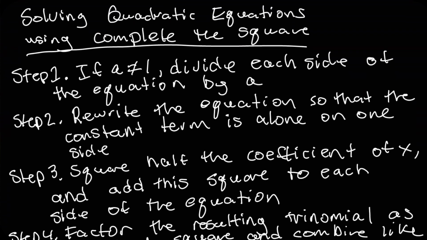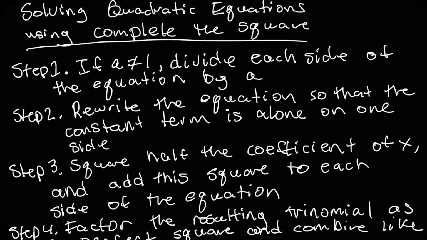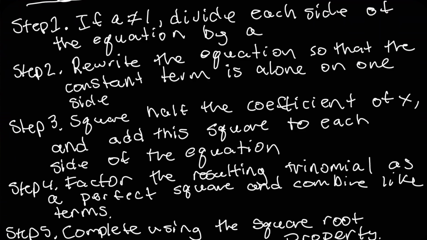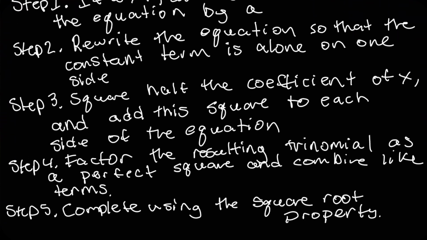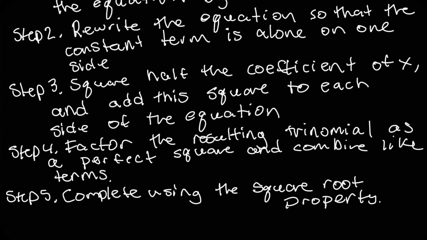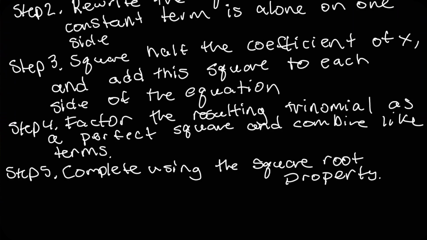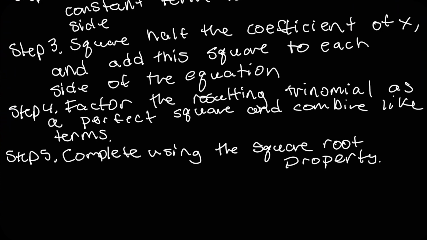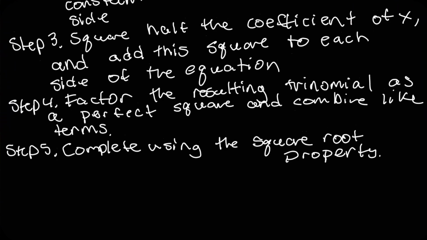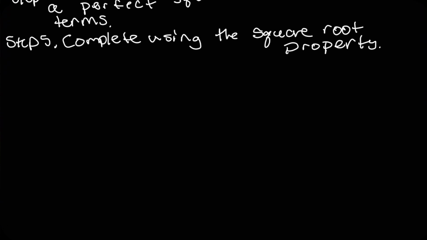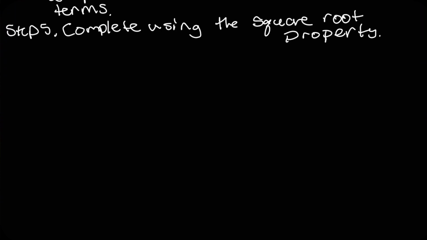So now we want to go ahead and look at solving quadratic equations using complete the square, and there are a few steps that we can use that will be pretty helpful. Step 1, if a is not equal to 1, we can go ahead and divide each side of the equation by a. Step 2, rewrite our equation so that the constant term is alone on one side. Step 3, square half the coefficient of x and then add this square to each side of the equation. Step 4, factor the resulting trinomial as a perfect square and combine the like terms. And then finally, we'll use the square root property for our final solution.